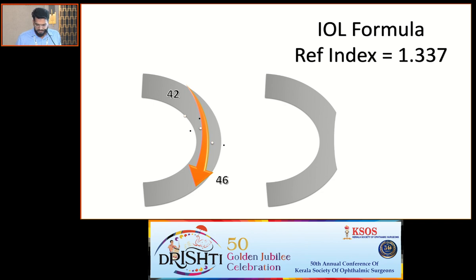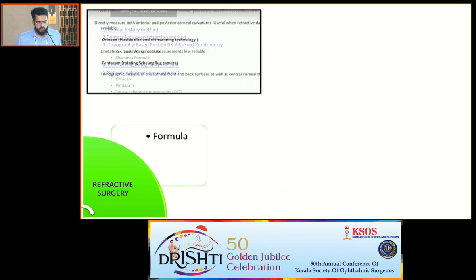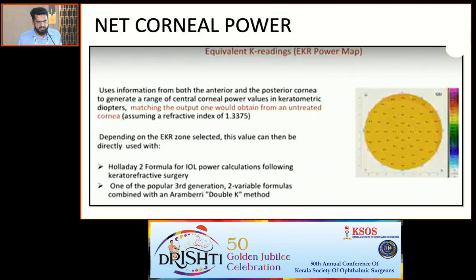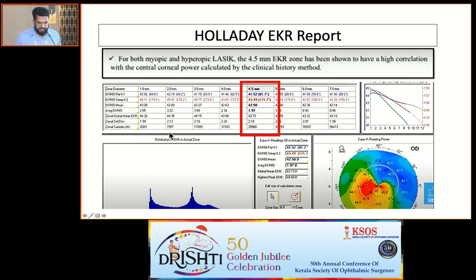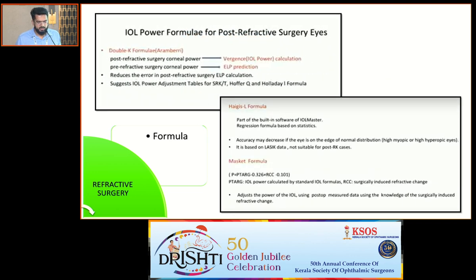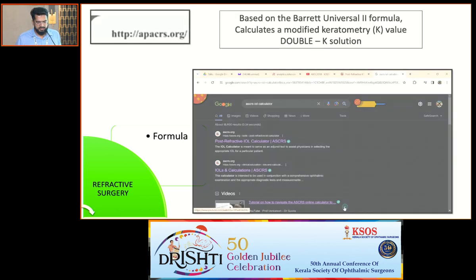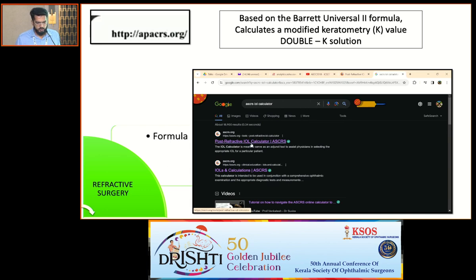So most of the IOL formulas calculating at 1.337 again give us error. Here we have a lot of formulas to deal with, and it is mainly the Holladay EKR that is gaining importance, the equivalent K reading to get a good K. The highlight here is we calculate it at 4.5 millimeters and we take the EKR mean of 6.5 to get a good K value for the formulas. And the formula error, as I said, is that the effective lens position is wrongly placed to be more anterior, and again the patient would land up in a hyperopic mode. And an easy way out would be to take up the ASCRS calculator and get the power out.